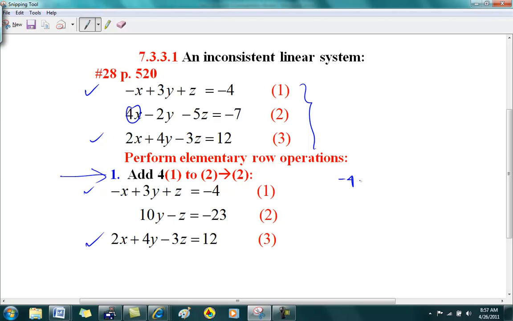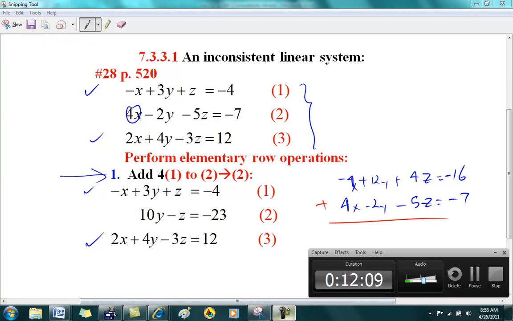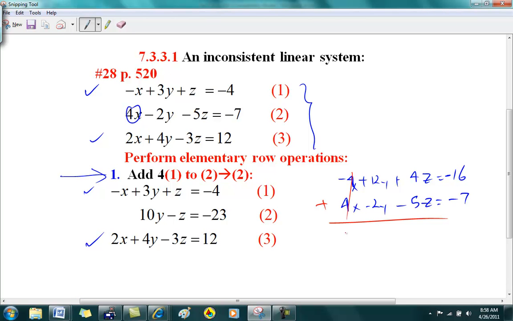And so I get negative 4x plus 12y plus 4z equals 16. Okay. And equation 2 is 4x minus 2y minus 5z equals negative 7. Okay. This should be negative 16. Okay, that should be negative 16. So if I add these two, that cancels. This gives me 10y. This gives me minus z equals minus 23 right there.